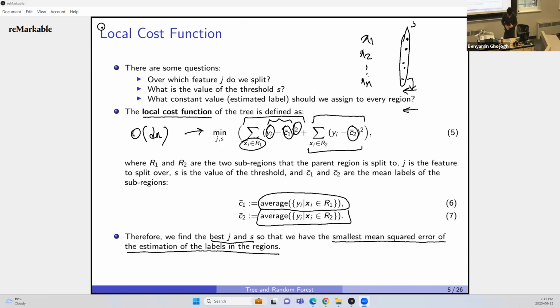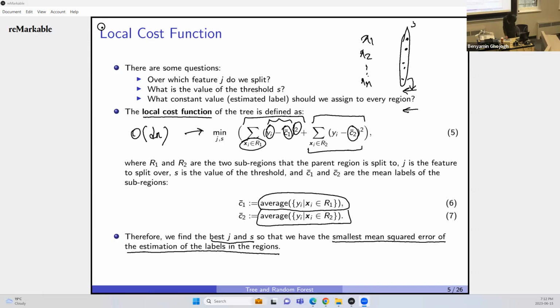Okay, and why do I put bar? Because I'm taking the average. Usually I take the average of the labels. You need to do some kind of summary statistics of the labels of the region. It can be average, median, whatever you want. We have various ways to do the summary statistics, but average is the most common one. So the average of the labels for the points in region 1 and the average of the labels for the points in region 2 give us C bar 1 and C bar 2.